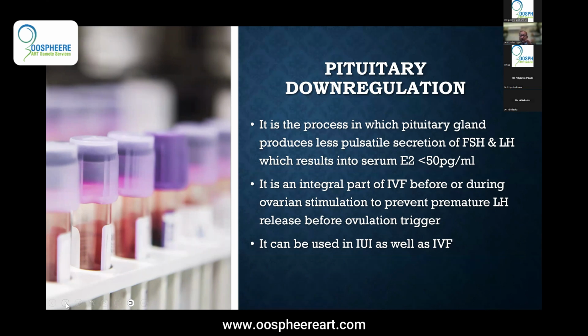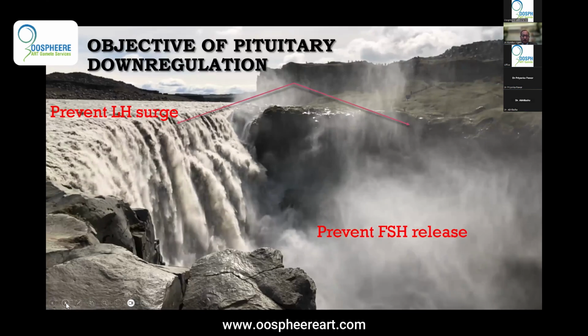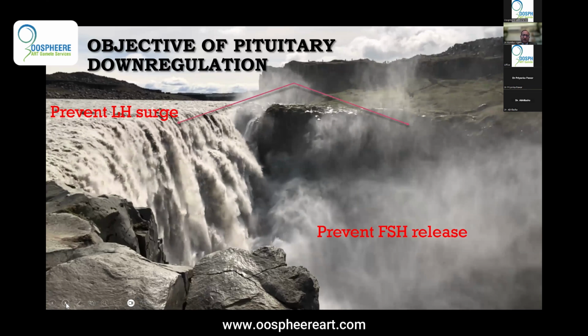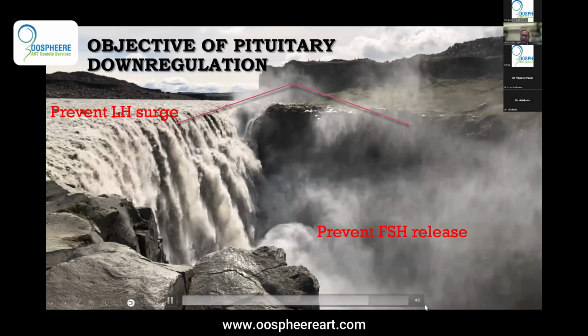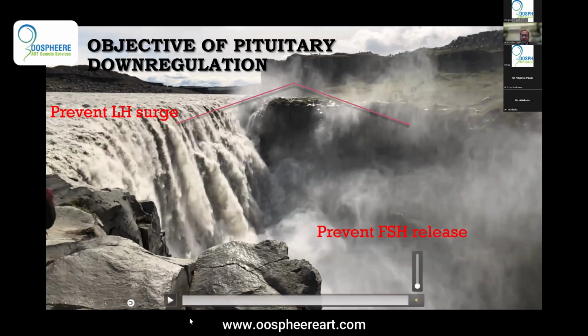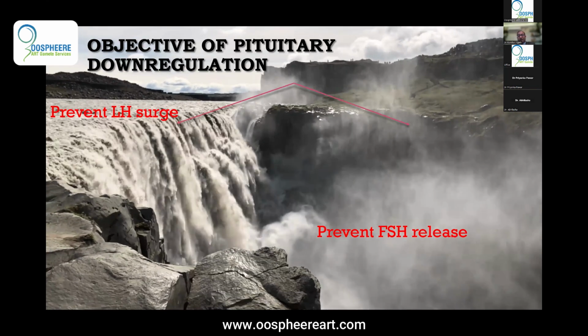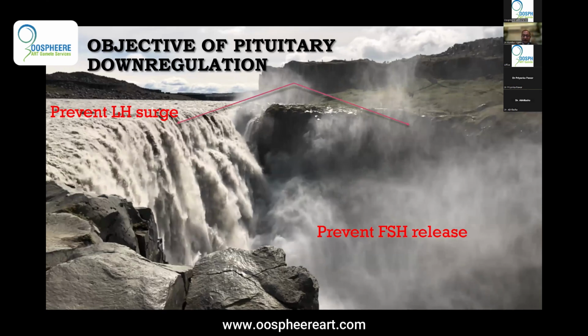Now, it's not that it is only used in IVF, it is also used in IUI, and we will understand in future slides how it is very useful. So now the objective of pituitary downregulation is that we need to prevent the LH surge, or you may have to prevent the FSH release. So there are two objectives.